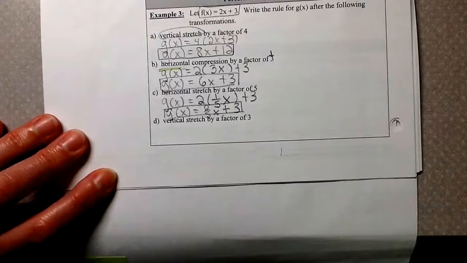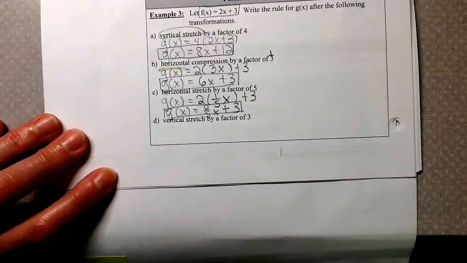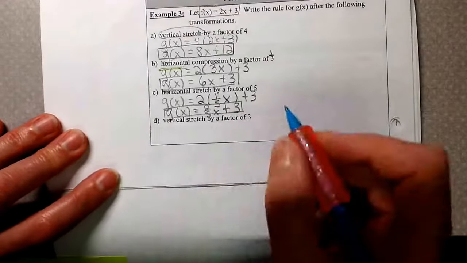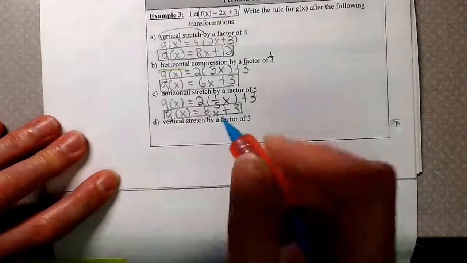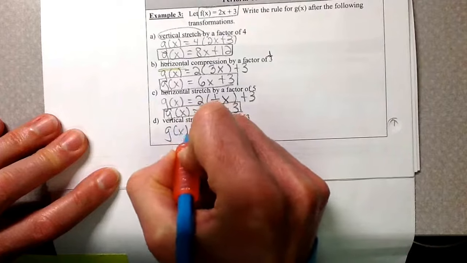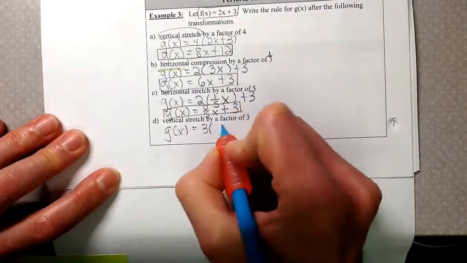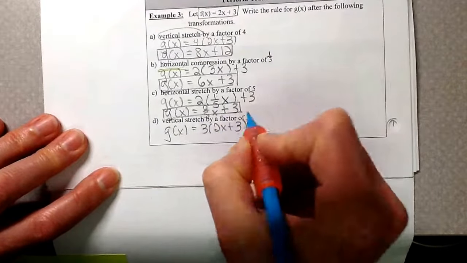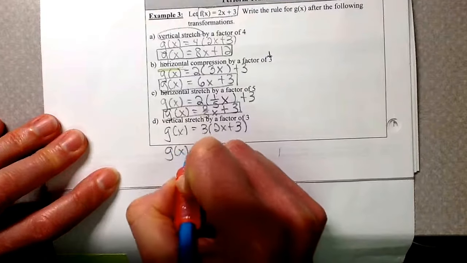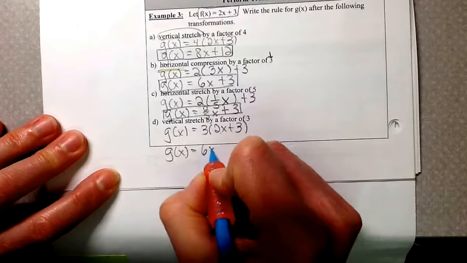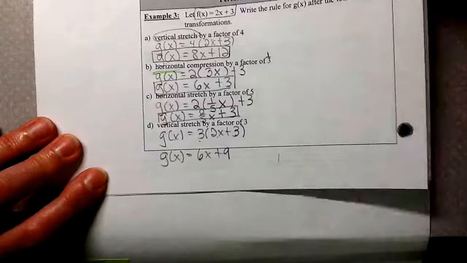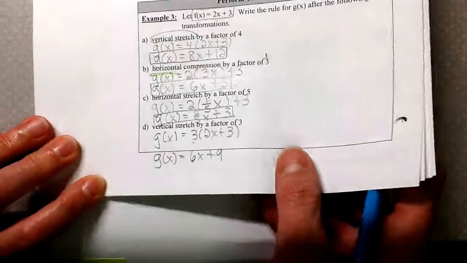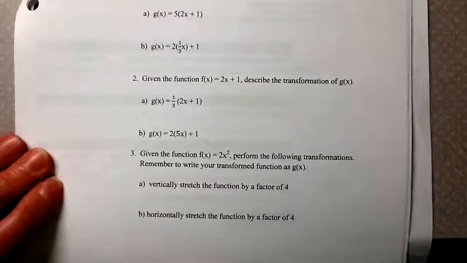Okay, last one is a vertical stretch by a factor of 3. So vertical means the entire side. So you either have just the x or the entire side. So g of x equals 3, and again, put parentheses. So this is going to be g of x equals 6x plus 9. Okay, you have a few questions to try on the other page.